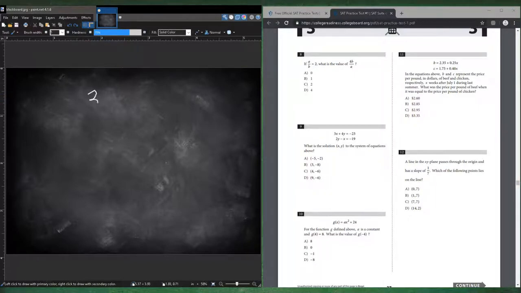So I have 3x plus 4y is equal to negative 23. Now I want to multiply the second equation by negative 3, so I get negative 3x. I'm going to multiply the x first and write that first, so then you can see the terms together. And then I multiply 2y by 3, which makes plus 6y. And negative 19 times 3 is negative 57.